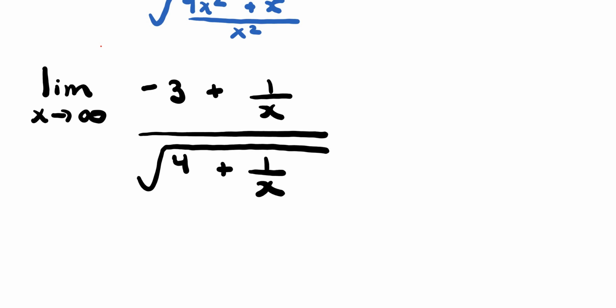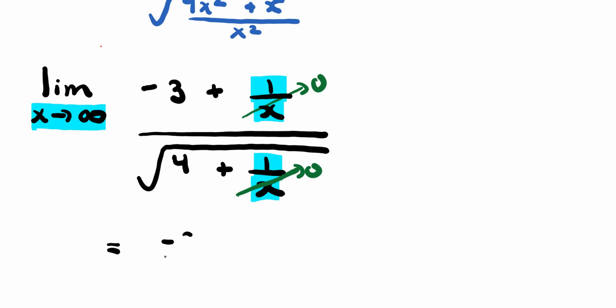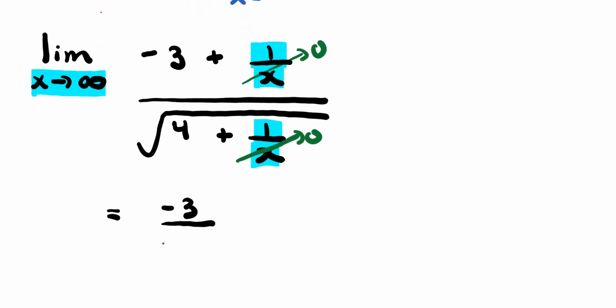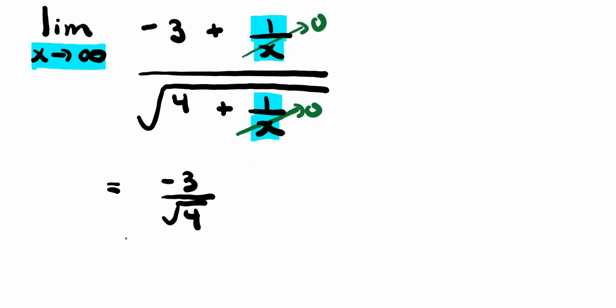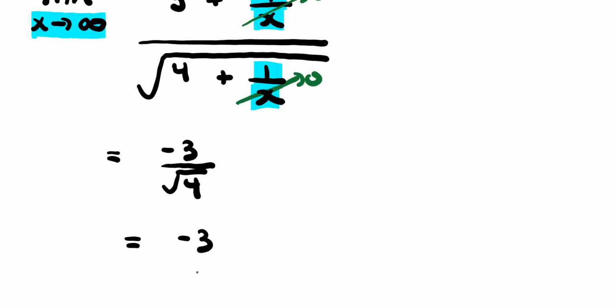Okay. And then finally, you can just do a direct substitution here. x goes to infinity. So when I look at these fractions here, they just go to 0. Now you're left with the numerator, which is negative 3, divided by the square root of 4, which is now going to be negative 3 over 2. So that's your answer for that particular question.